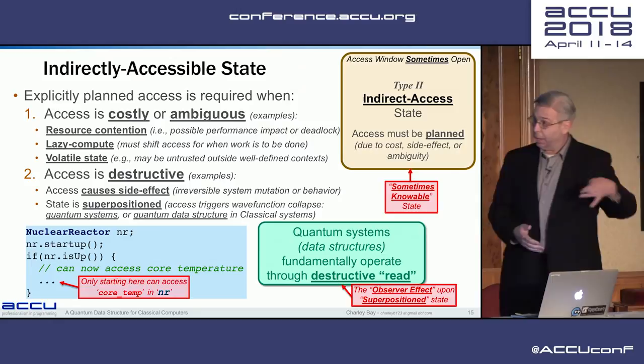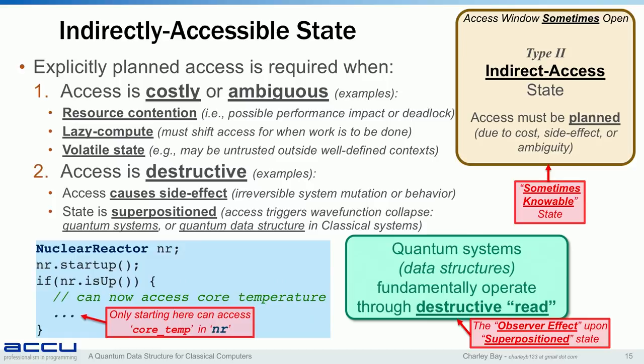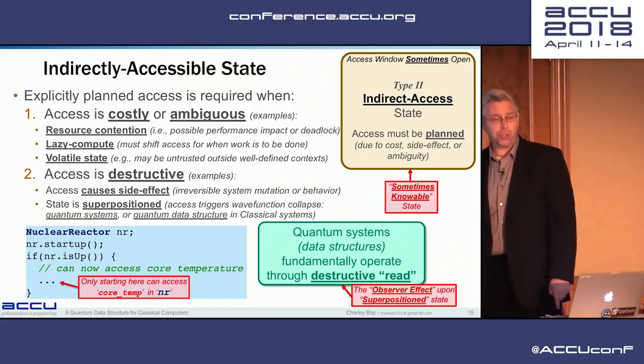And then in a lot of cases, especially in our more complicated systems, access is going to be destructive. I can access the state, but there will be a destruction, there'll be a side effect, there'll be an irreversible circumstance or thing that occurs. And so therefore, I'm going to hold off on the access until it's important, and then the side effect will occur. And this is what we're going to have to deal with in quantum systems. Classical machines, quantum data structures, or new quantum hardware. Typically, access is destructive. You can access it, but it'll be destructive. So you're going to want to plan that out.